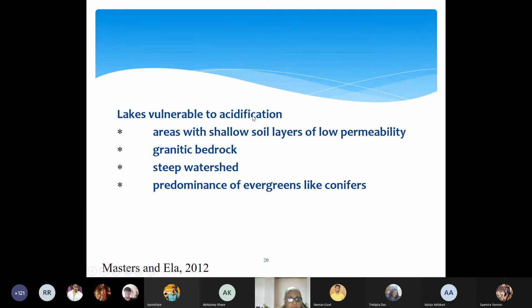environmental conditions. Okay, so we have areas which have shallow soil layers, low permeability. Those kinds of lakes are highly vulnerable to acidification. If you have granitic bedrock, if you have a steep watershed, so the water is coming down rapidly from the watershed area into the lakes, all these are, so there's very little buffering of the acidic rainwater. And if you have evergreens like coniferous plants and trees, that will also result in acidification.